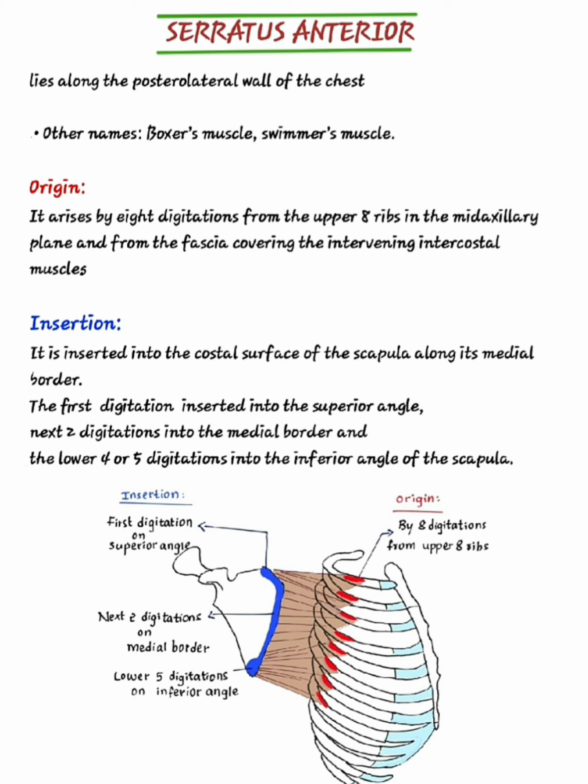Actions: pushing and punching action, overhead abduction of the arm, and keeping the scapula in position. Clinical correlation: winging of scapula. Injury to the long thoracic nerve causes paralysis of serratus anterior. If a patient pushes the fixed wall, the medial border of the scapula becomes prominent, called winging of scapula.